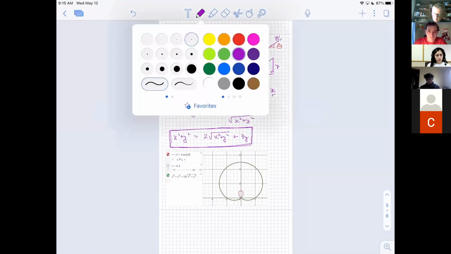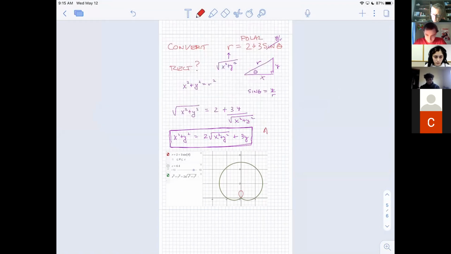So that seems like it deserves a comment. They're almost identical.